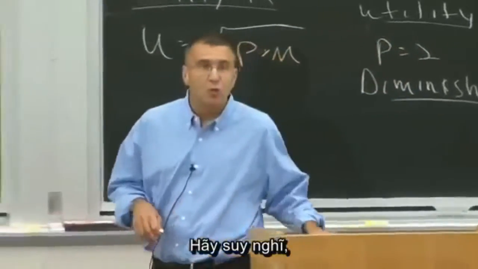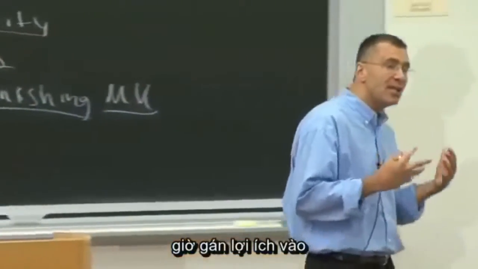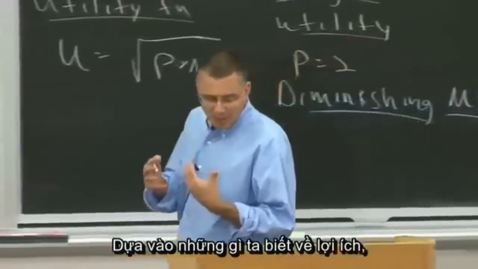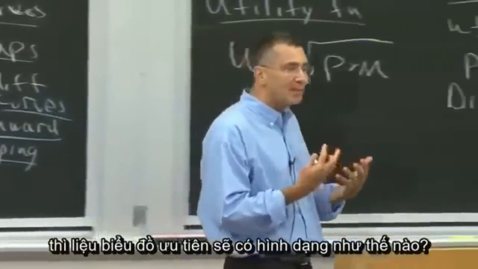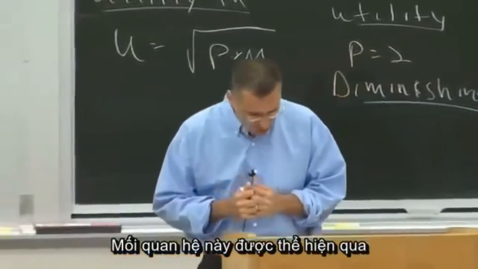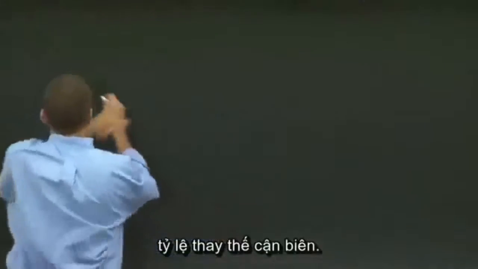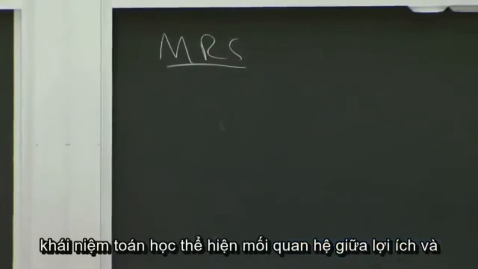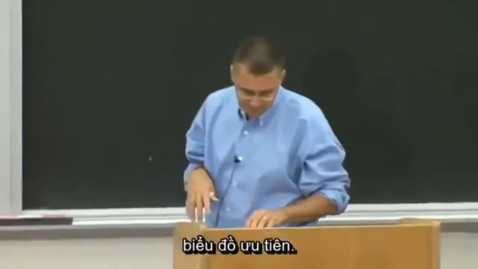Now that we have this concept of utility and marginal utility, let's now bring utility back to preference maps. Let's ask, given what we know about utility, what can this teach us about the shape of preference maps? What's the linkage between utility and preference maps? And that linkage comes through something we call the marginal rate of substitution. The marginal rate of substitution is the mathematical concept that links utility with preference maps. Okay?